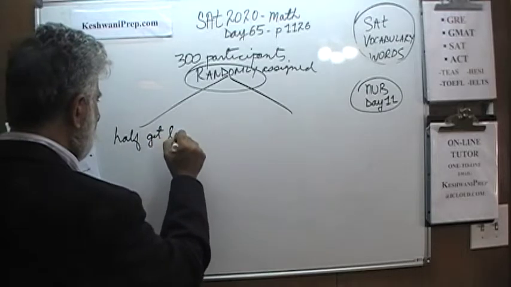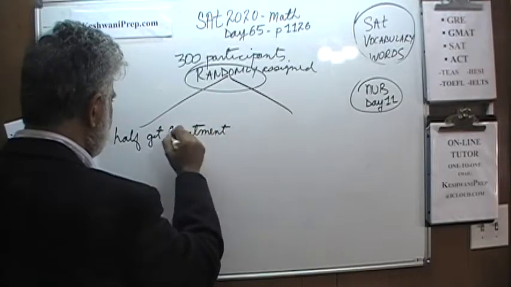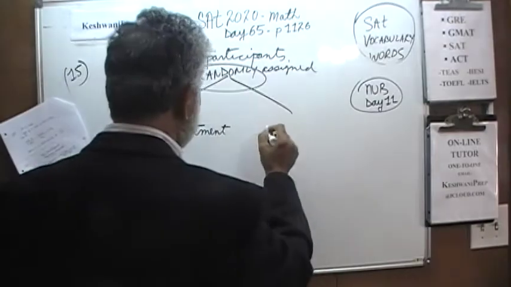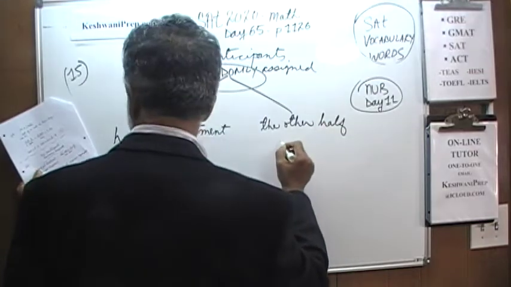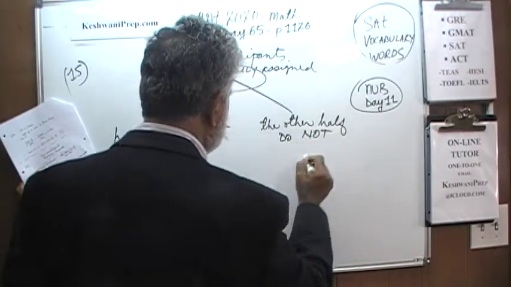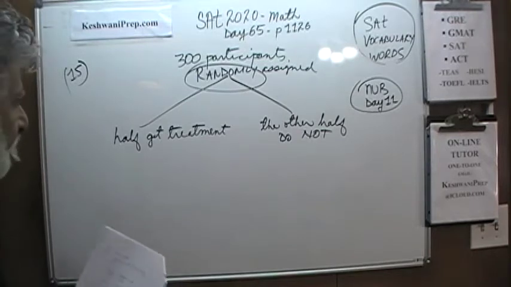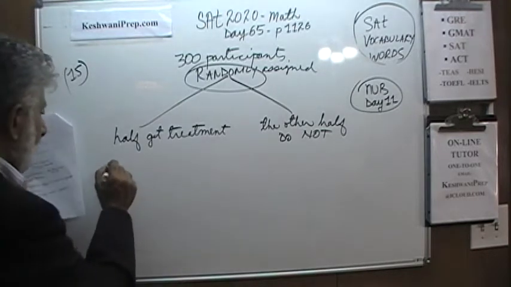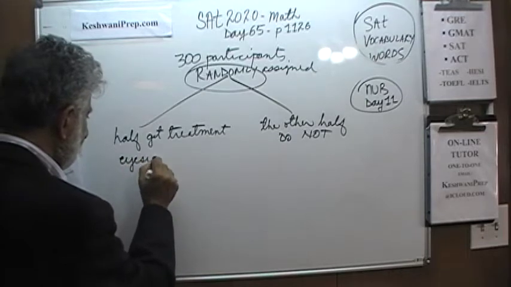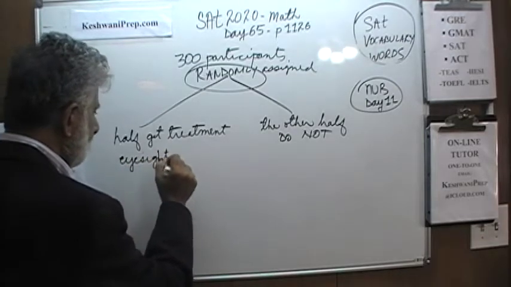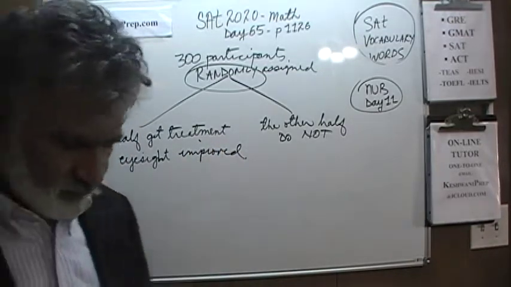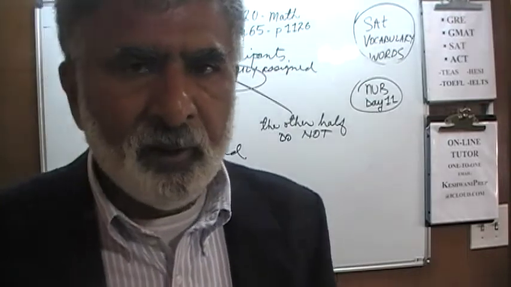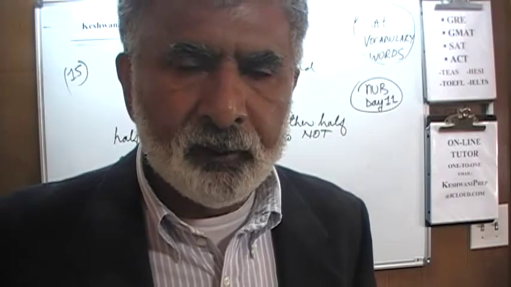half of them get treatment. Whatever the treatment is, we really don't care. The other half do not. At the end of the experiment, we find out that the half of the people who did get the treatment, their eyesight improved. The question is, based on this information, what kind of conclusion did we arrive at? What kind of inference can we draw? What do we infer from it? What do we deduce from it?